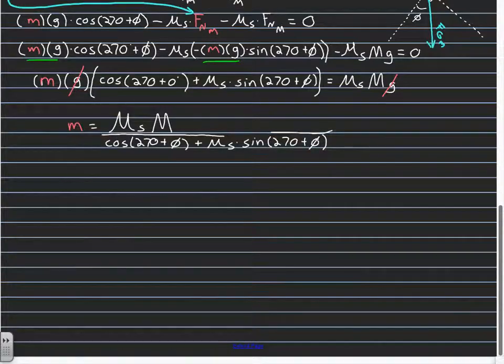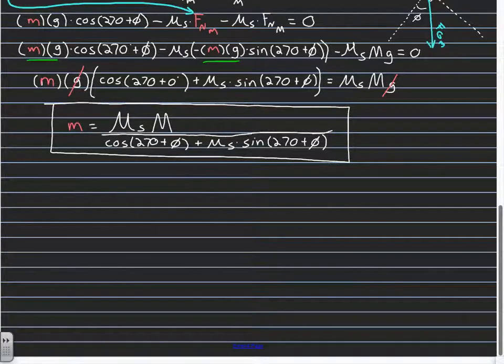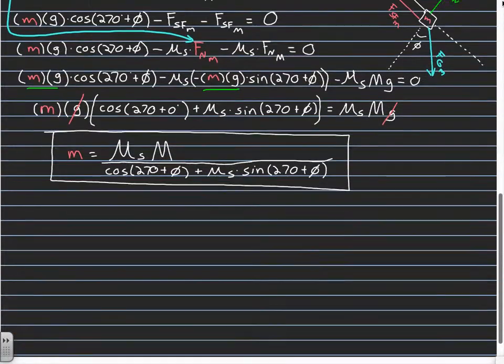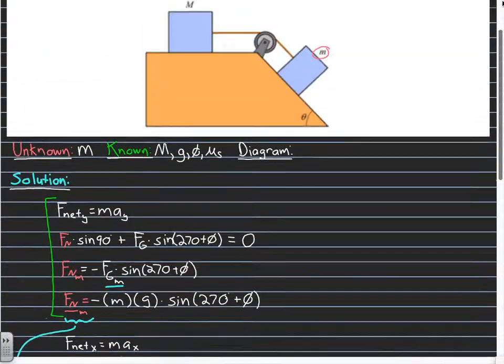Now, online you may find a solution that has a negative in there. Well, that's because they didn't use the angle 270 plus theta. They used just theta. But either way, you'll get the correct answer right there. So the biggest mass that will cause this system to stay in equilibrium is equal to the coefficient of friction times the bigger mass divided by the cosine of 270 plus theta plus the coefficient times sine of 270 plus theta. And that will prevent the mass from falling.